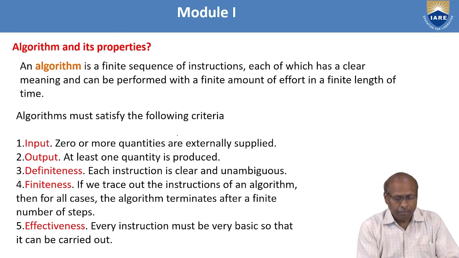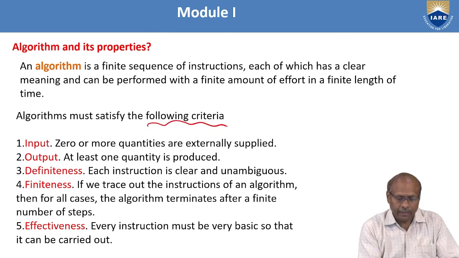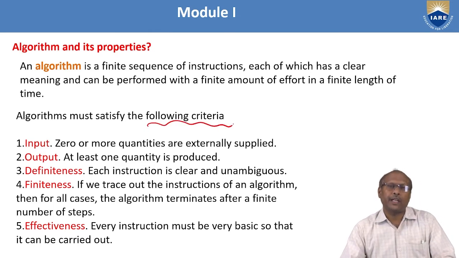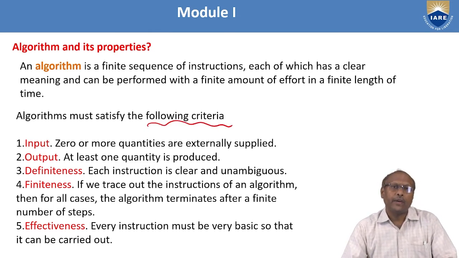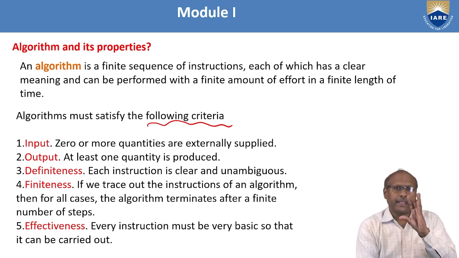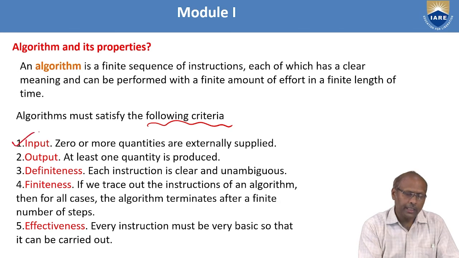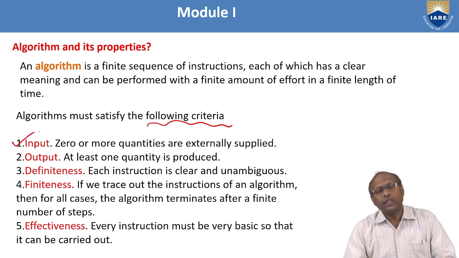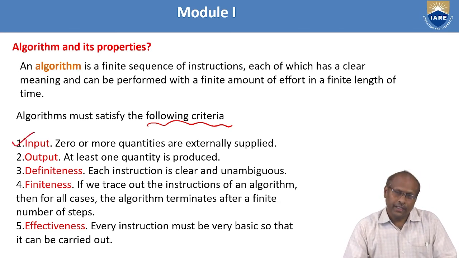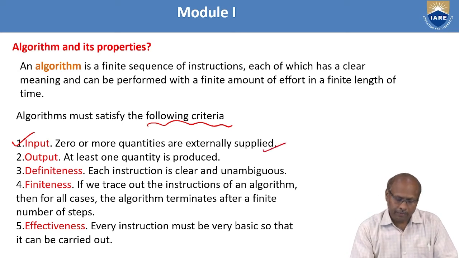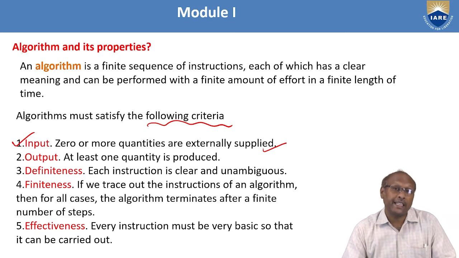An algorithm must satisfy the following criteria. Sometimes in the exam they may ask a question: what are the main criteria for an algorithm to satisfy? Then you should say there are 5 criteria. What are the 5 criteria? One is input, because input is the main one for the algorithm; based on the input it has to process. Without input you cannot do anything. So it must have either 0 or more quantities that are externally supplied. Sometimes even 0, which means there is static input.